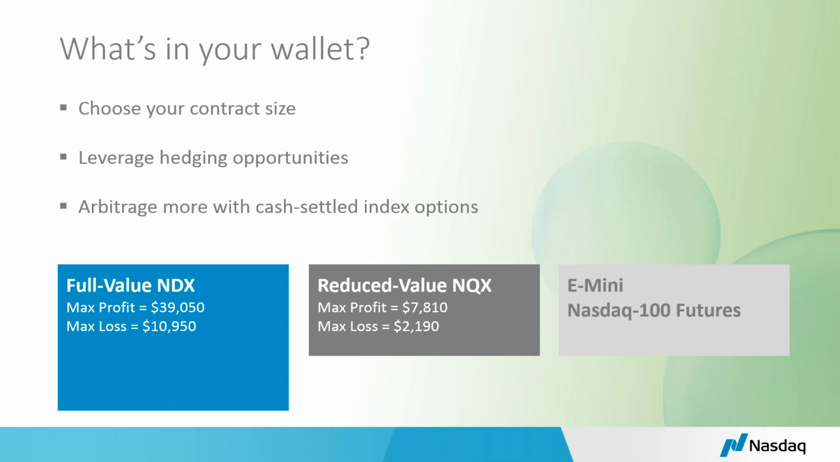So NQX options may allow you the opportunity to express your views on the Nasdaq 100, or maybe more targeted in your view of the FANG stocks, with a reduced maximum profit profile and a maximum loss profile. And of course, some of those trades may be used against positions you may hold in E-mini Nasdaq 100 futures. Same underlying index, ability to hedge in terms of having more optionality.